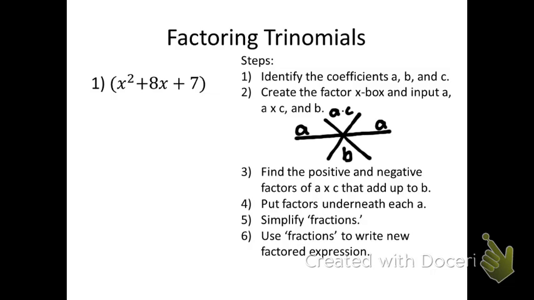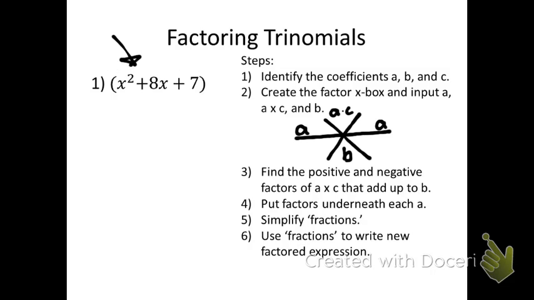Then you're going to go to step 3. You're going to find the positive and negative factors of A times C that add up to B. Step 4, you're going to put factors underneath each A, and I'll explain that. Simplify these fractions, in quotes. They're not really fractions. And then use the fractions to write new factored expressions. So, here we go. Number 1, you see that this is actually familiar from the last problem.